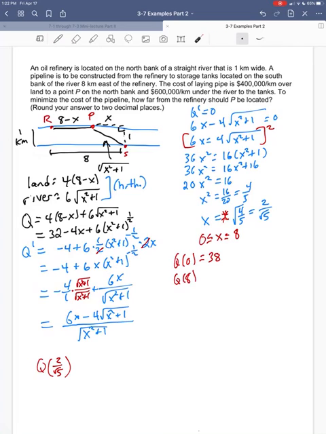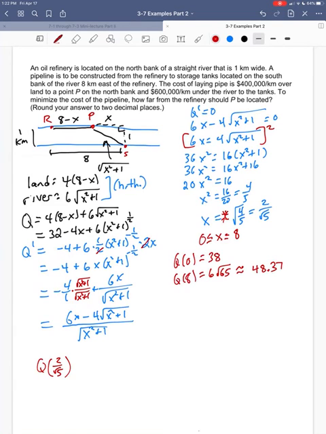If I plug in 8, this part becomes 0. 32 minus 4 times 8, this is 0. But when I plug 8 in here, 8 squared plus 1, that's 65. I get 6 times the square root of 65. If I do that on the calculator, that ends up being about 48.37. So obviously that's not the minimum. So far the minimum is this 38, again that's 3,800,000 dollars because of how I've measured this.